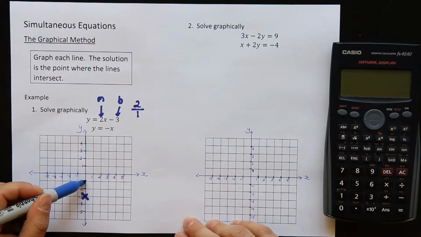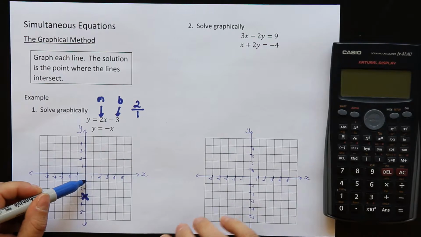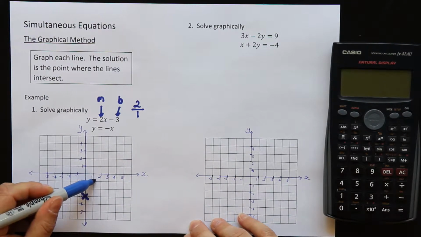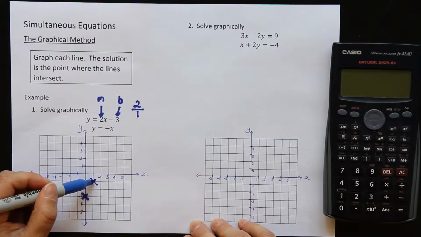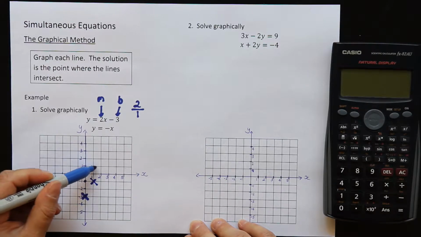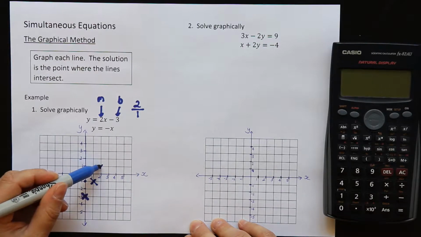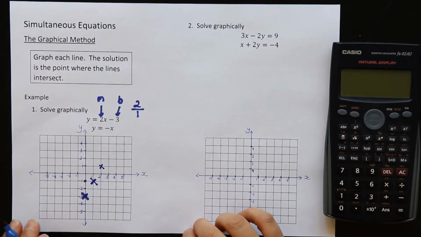It's important that you recognize that that's a positive gradient, and we have to go towards the positive direction when we do the run. So rise 2, run 1. You only need to do it once, but you can do it more if you want to. Rise 2, run 1, and we can get a few crosses on our grid there.